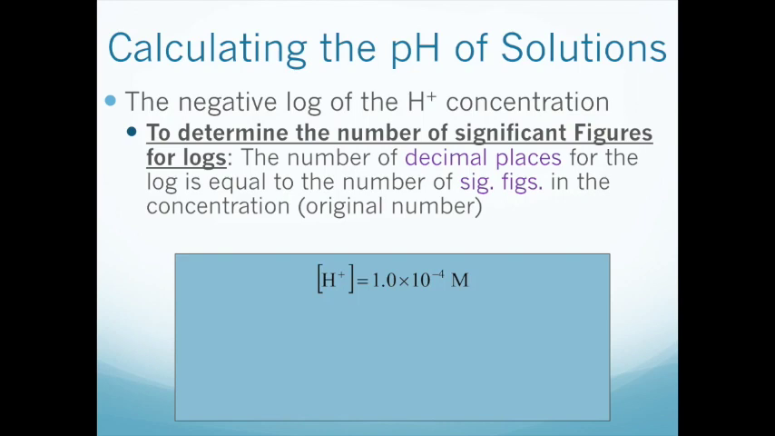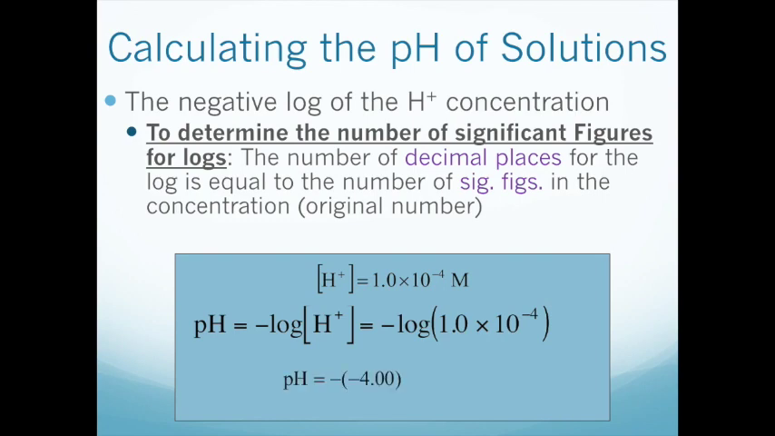if you have a hydrogen plus concentration of 1 times 10 to the minus 4 molar, then the pH is minus the log of 1 times 10 to the minus 4, which is negative of negative 4, which is 4. So this solution will have a pH of 4. And notice the original concentration had two significant figures, and the pH result has two decimal places.